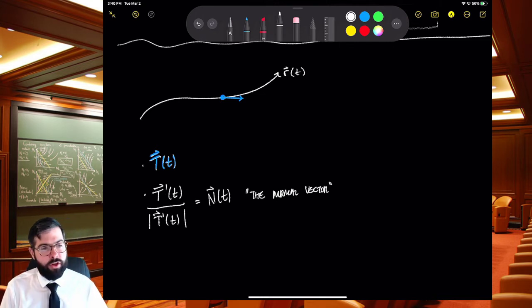Okay. The normal vector has some nice properties in that it is always orthogonal to the tangent.